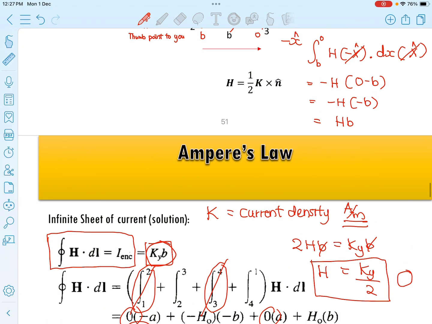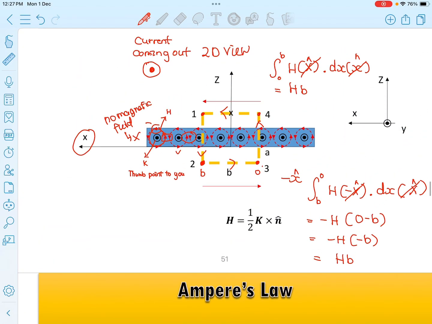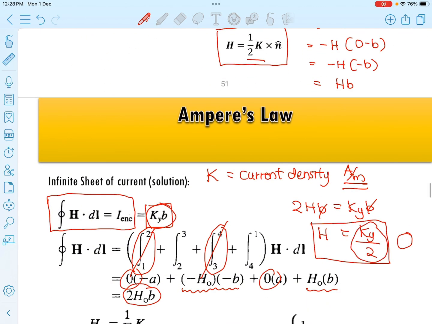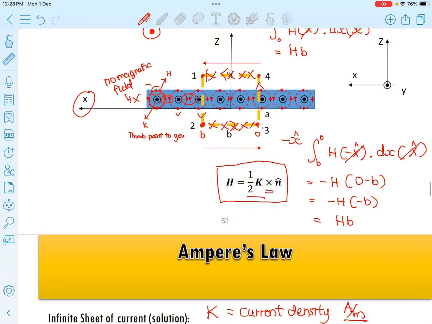It depends on whether you want to find the magnetic field at the top, or you want to find it at the bottom. So the general equation to find the magnetic field will be this one. 1 over 2 K is the magnitude, and you have to cross product with the direction n, that is pointing from your plane surface to the point where you want to find the magnetic field.